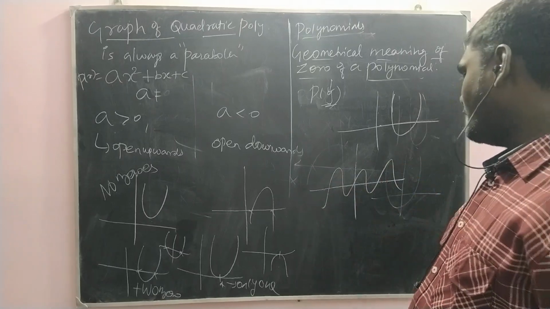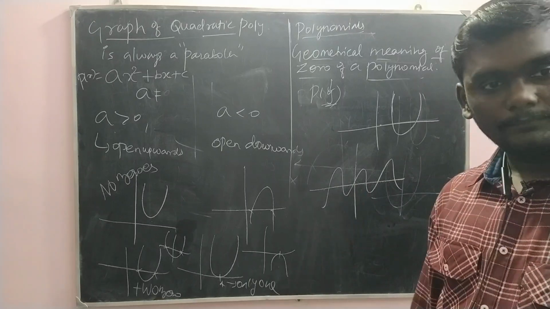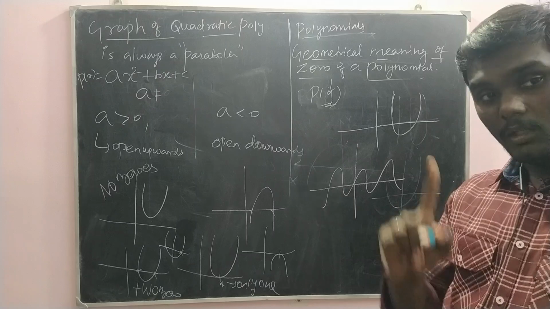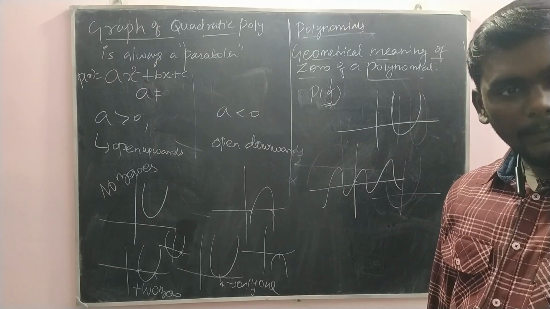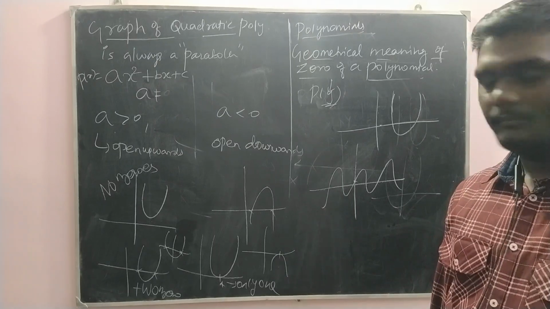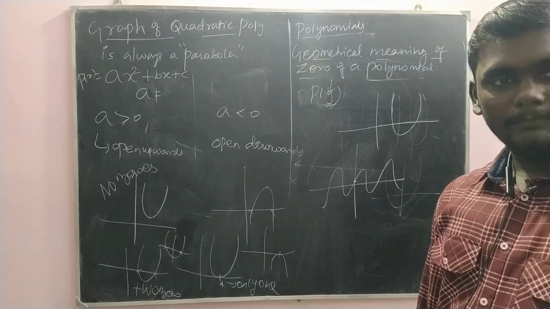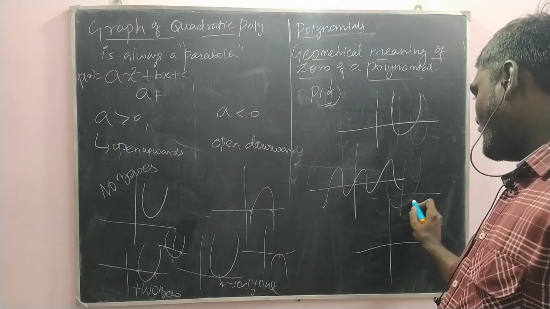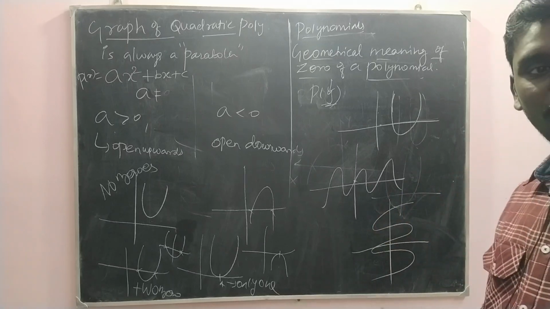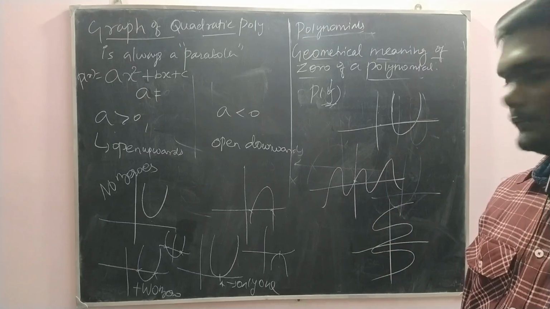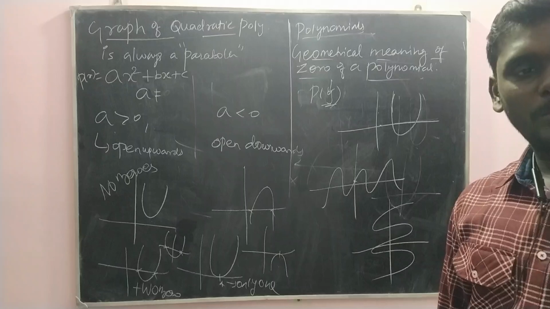Here is one polynomial. How many zeros does it have for P of y? Only one. Only at this point it intersects. Got it? When it is P of x, it is 1, 2, 3, 4, 5, 6. Got it? Now how about this polynomial for P of y? This one. How many zeros? 1, 2, 3, 4, 5 zeros. So that is what the whole concept is all about.